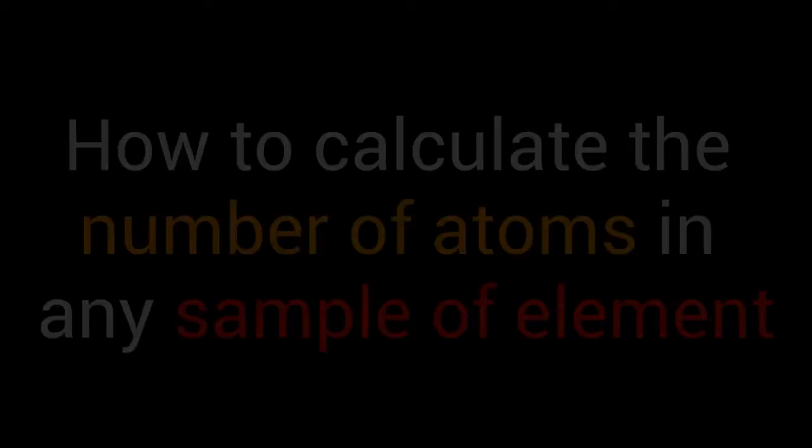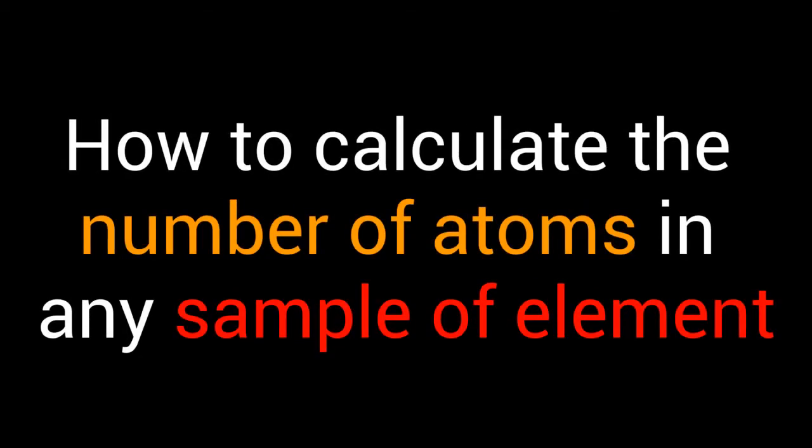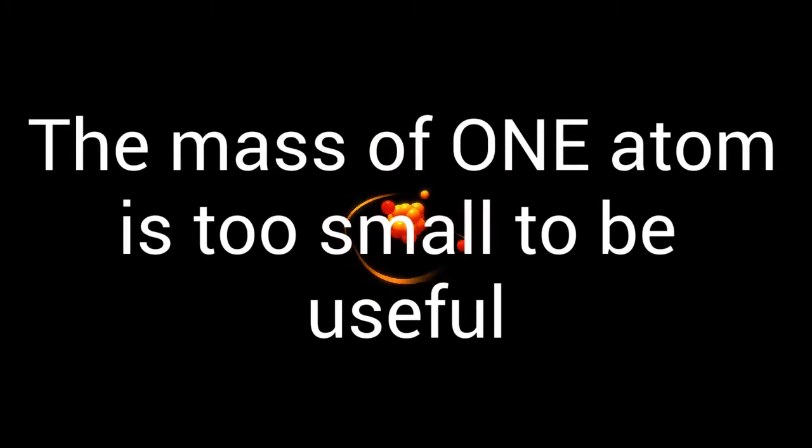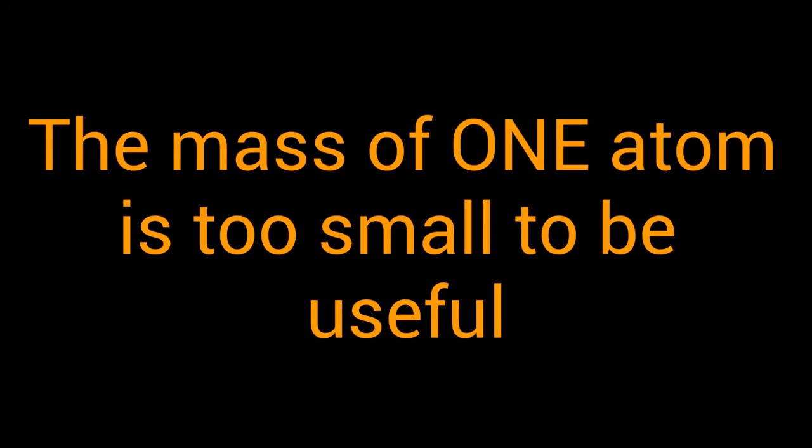Yes, we can. So this example shows you the process of figuring out how to count the number of atoms in any element that you can find on the periodic table. We all know that atoms are really small. Therefore, the mass of one atom is extremely small. Probably not useful to use when trying to calculate the number of atoms.